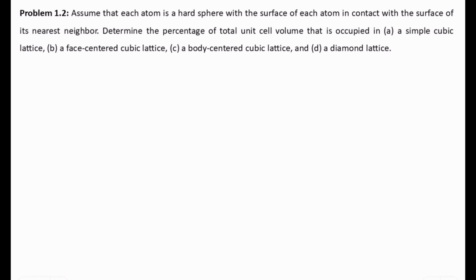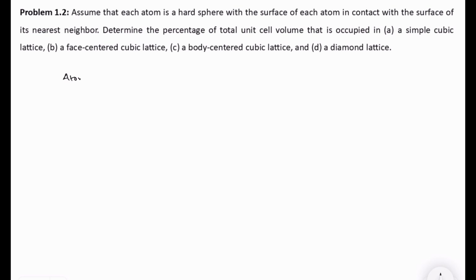Problem 1.2. Assume that each atom is a hard sphere with the surface of each atom in contact with the surface of its nearest neighbor. Determine the percentage of total unit cell volume that is occupied in a simple cubic lattice, a face-centered cubic lattice, body-centered cubic lattice, and diamond lattice.